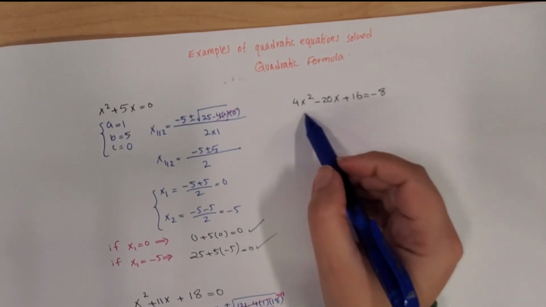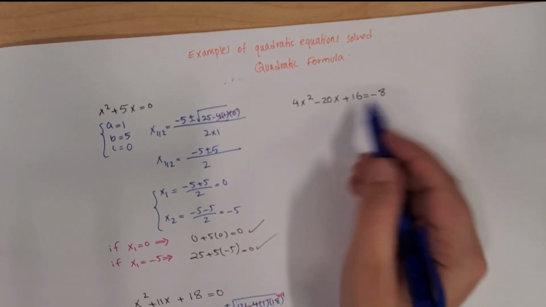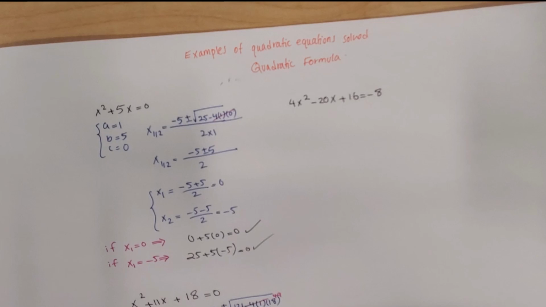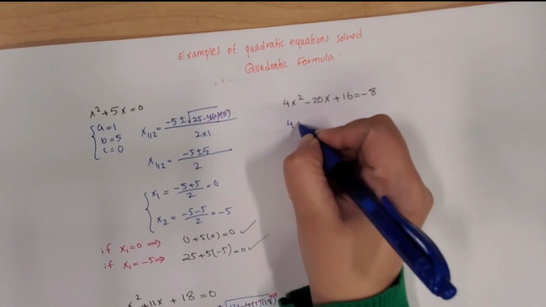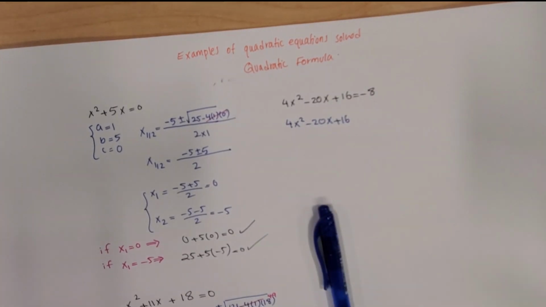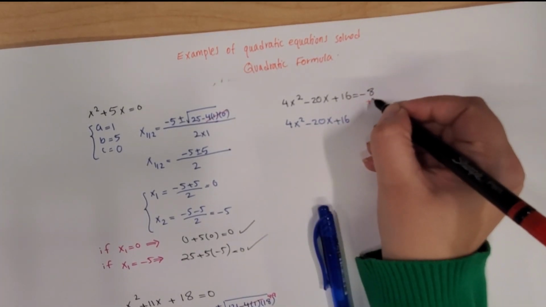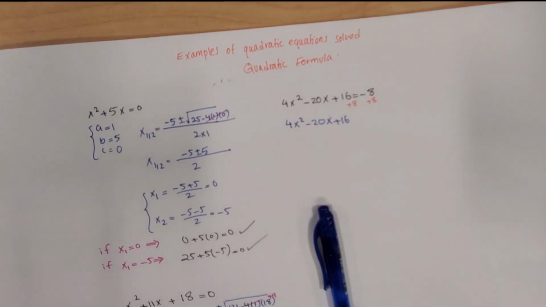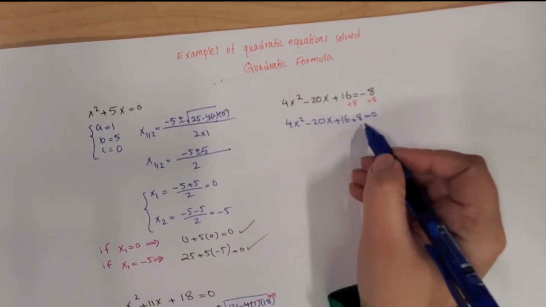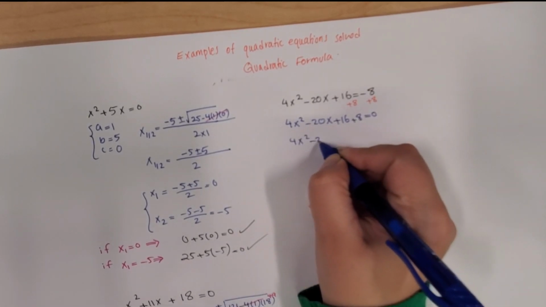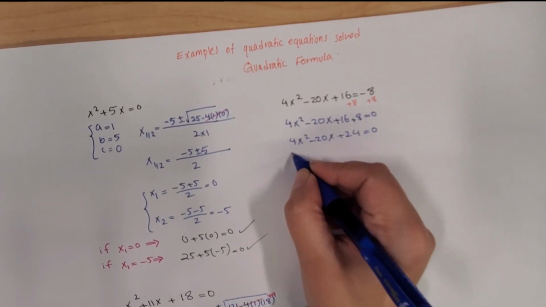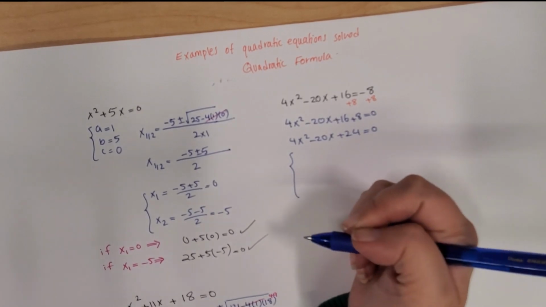Such a good example. So first of all, I want to bring everything to one side, identify a, b, c, and then put it in the formula and then find the answer. Okay, so 4x squared minus 20x plus 16. In order to get rid of the 8 and bring it to this side, I add 8 to both sides. So 16 plus 8 is 24, equal to 0.